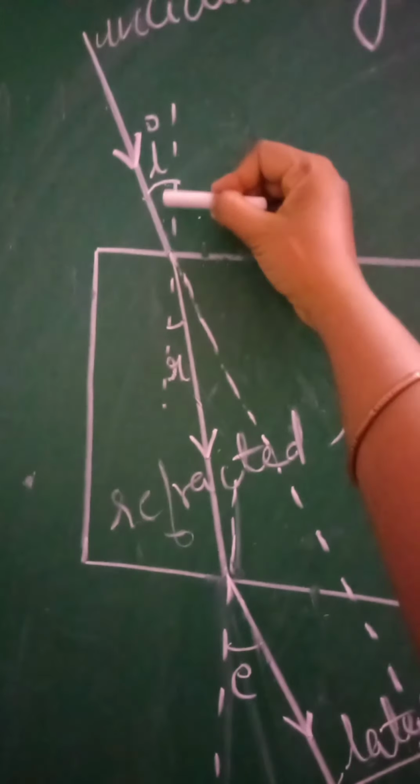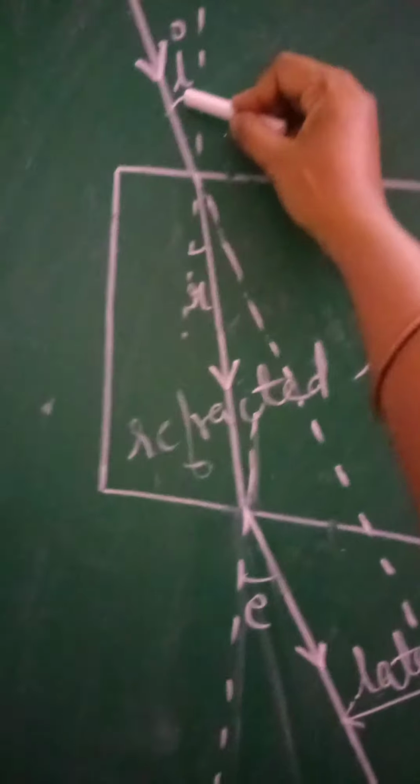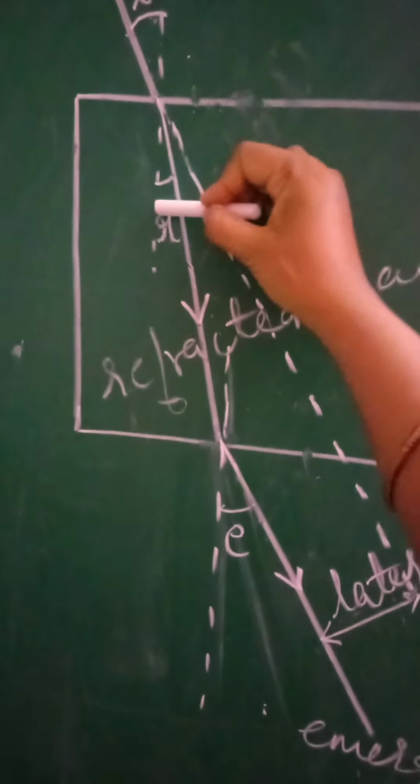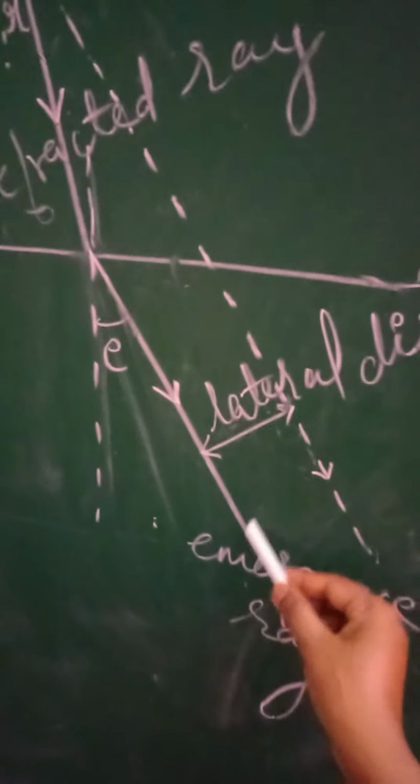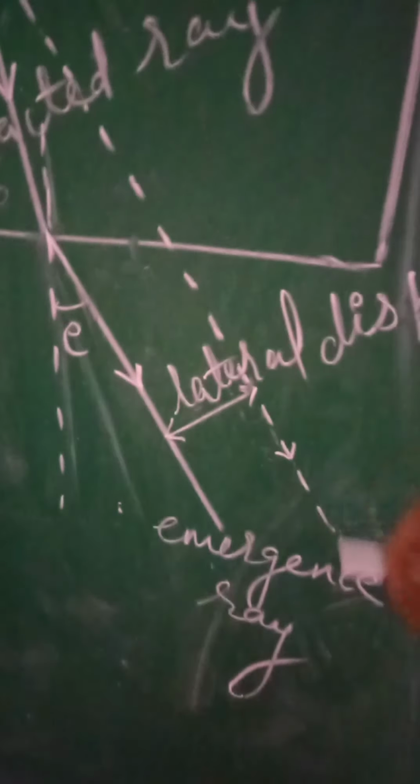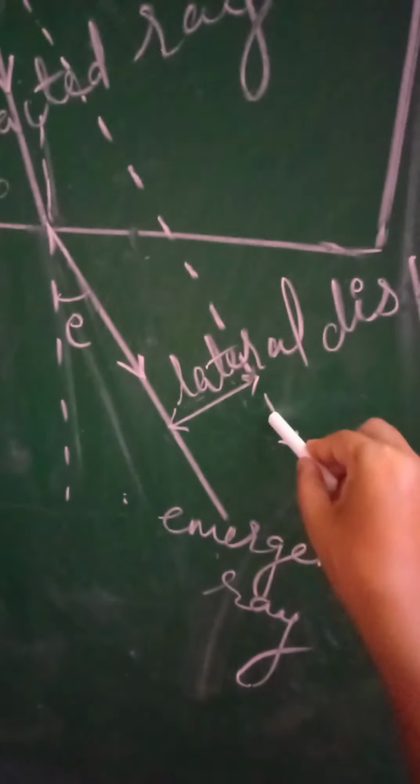Now this is your incident ray, this is your refracted ray, and this is your emergent ray. The angle between the incident ray and the normal is called the angle of incidence. The angle between the normal and the refracted ray is called the refracted angle, and the angle between the emergent ray and the normal is called the emergence angle. And the distance between the emergent ray and the extended incident ray is called the lateral displacement.